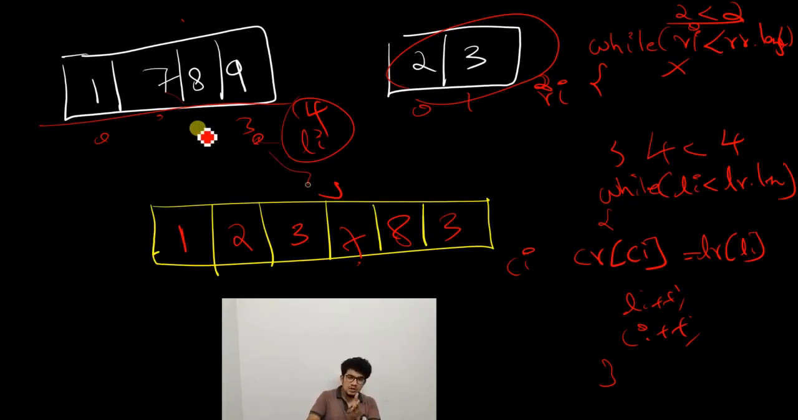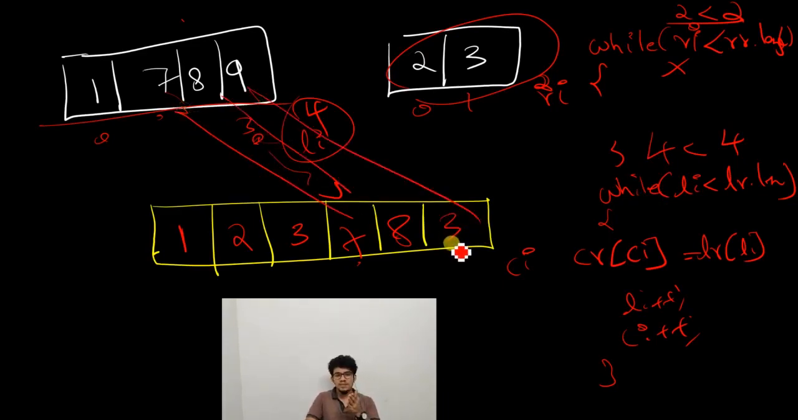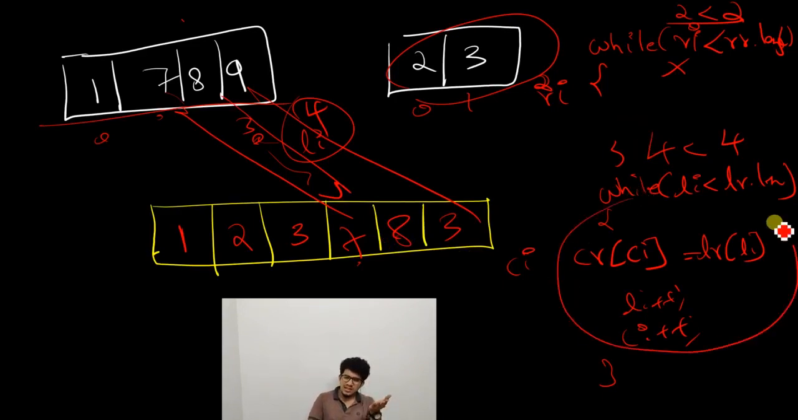As it is, you have to copy, as it is, you have to copy, right? From Lr of Li, copy to Cr of Ci, but increment Li and increment Ci like this. It was the same logic we have to apply for Ri also.